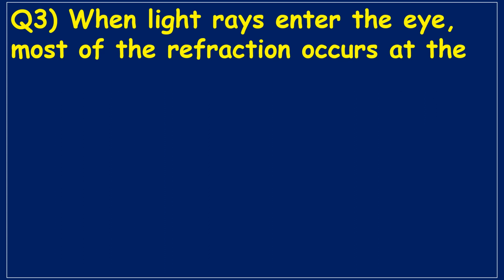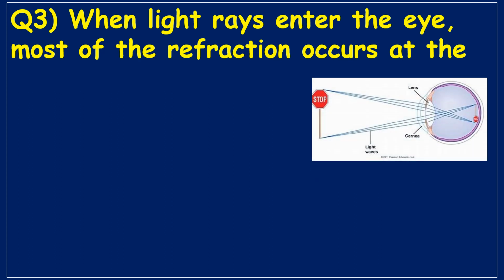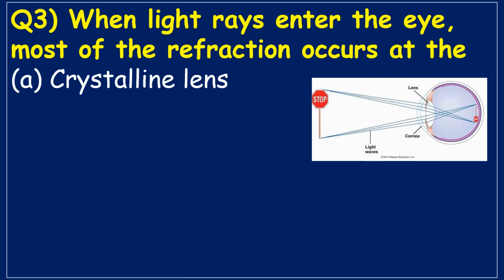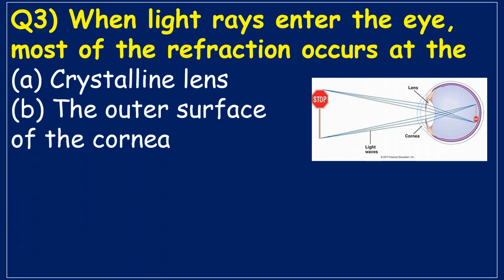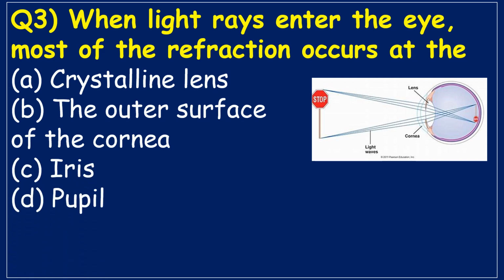Third question. When light rays enter the eye, most of the refraction occurs at the dash, right? Most of the refraction. When light enters the eye, most of the refraction occurs at the dash. Option A, crystalline lens. Option B, the outer surface of the cornea. Option C, iris. Option D, pupil.